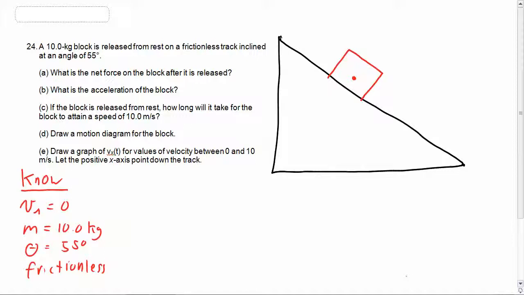And so we need to start by drawing a force diagram for this block. So I have it drawn at some arbitrary point on the inclined plane, and we can use a force diagram to draw the forces that are acting on the block. So there will be a normal force and a weight force.